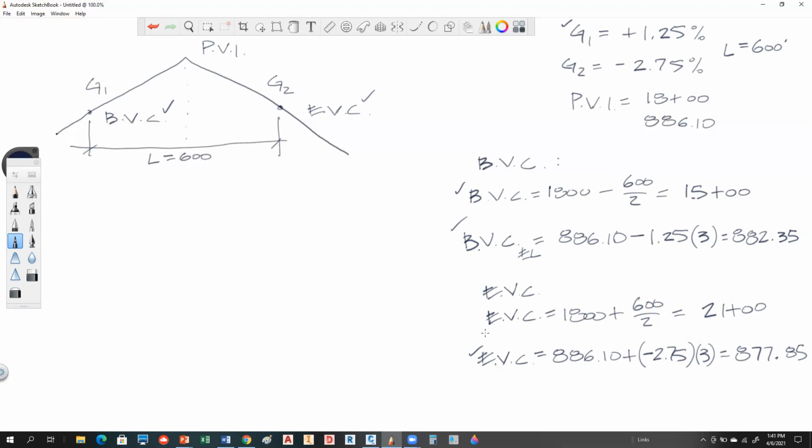My only question is, when you came up with that number 3 for the 3 stations, is that because you have the G1, the PVI, and the G2, or how did you determine to use 3 there?